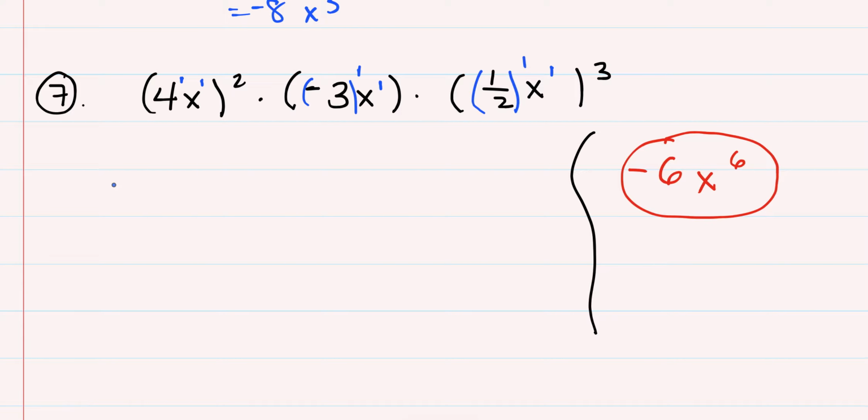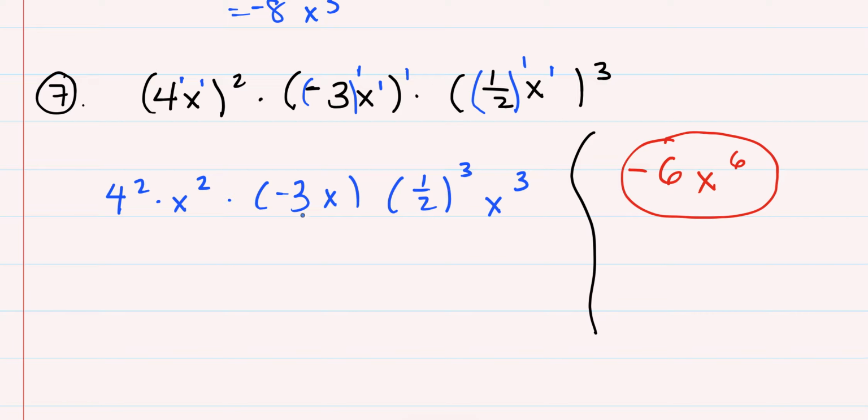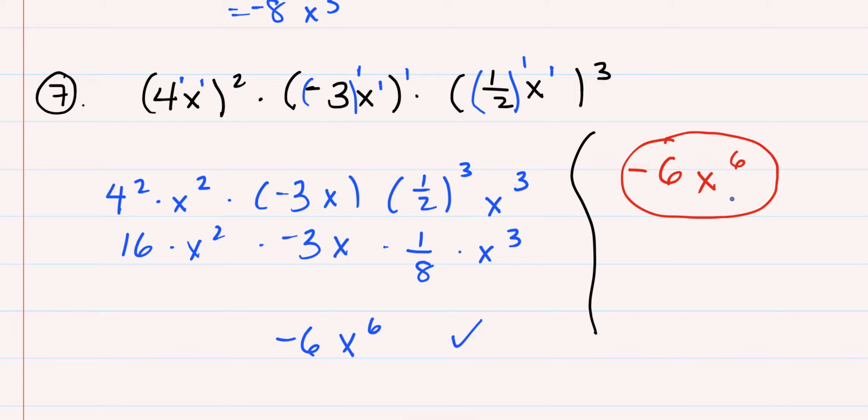Distribute this 2 in, so this is 4 squared times x squared times -3. Well, this has a 1 and this is a 1 and this is 1, so we don't really have to worry about, if this was a different number, then we would need to distribute it. But this just becomes -3x. Then we have 1/2 cubed x cubed. So this is 16x squared, -3x, 1/8, x cubed. And we end up getting the same thing. Exactly what I got over here.